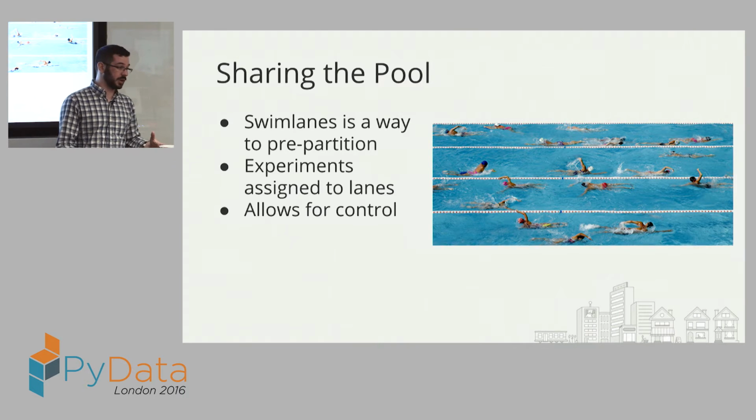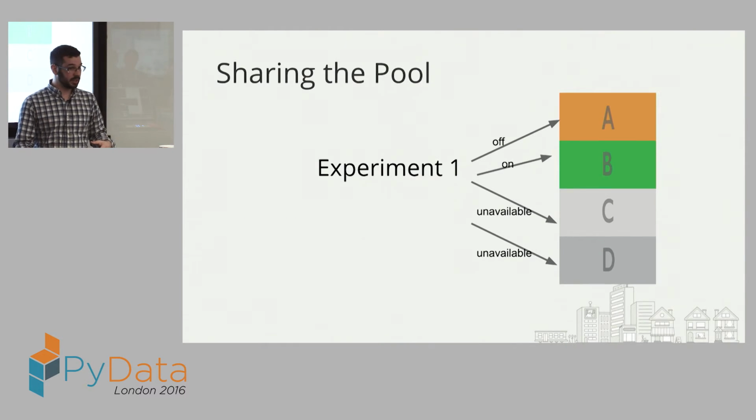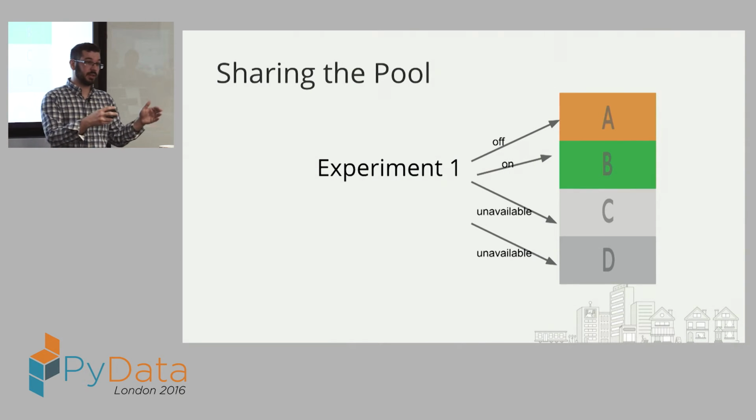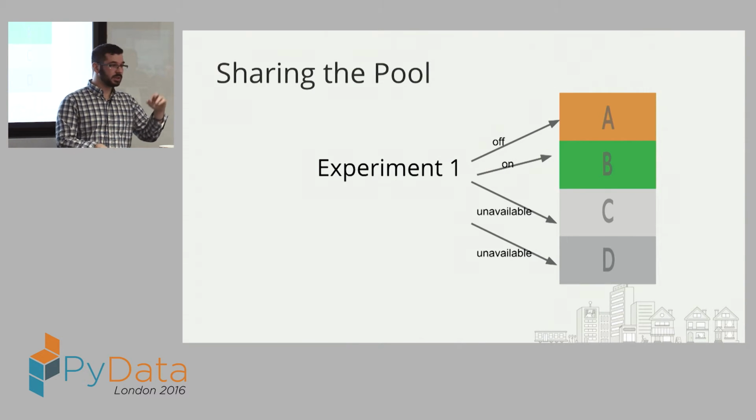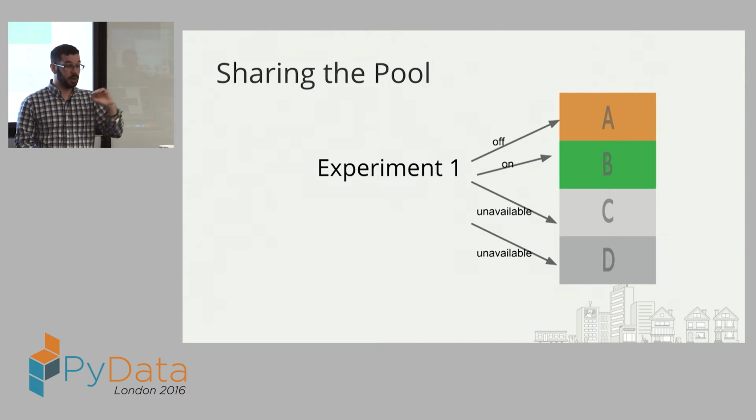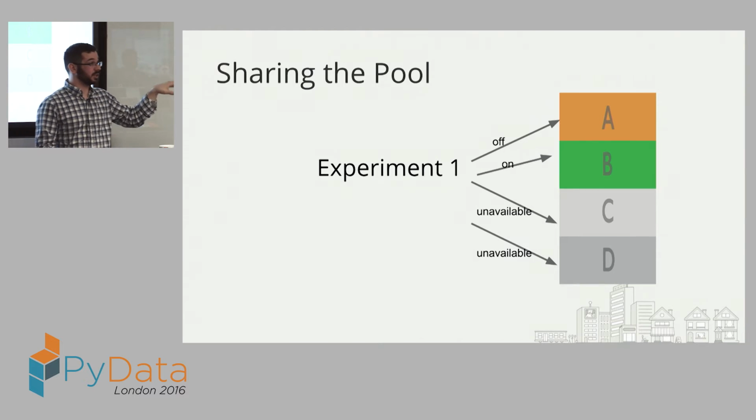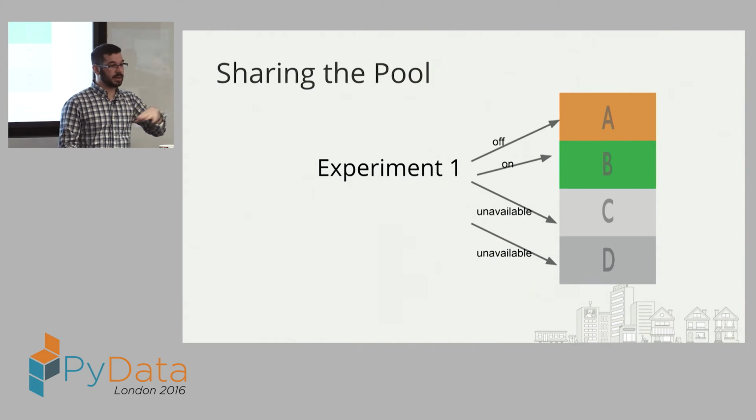And this has a couple of advantages. So we're going to see it like this. An experiment, let's say, gets the top 2 lanes for our experiment for colors, and bottom 2 for layout. So if you are assigned to lane 1, you're going to be in orange. If you're assigned to lane 2, you're going to be green. You're not going to see left and right. You're only going to see the color change because you're staying in that swim lane.